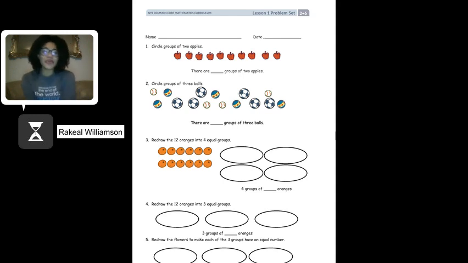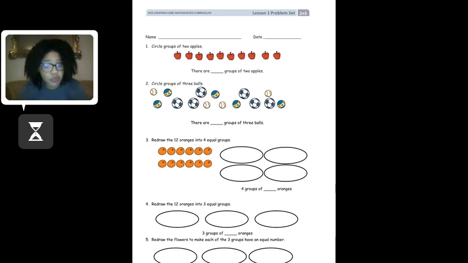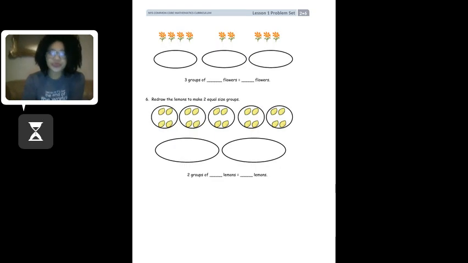All right, so now we're going to work on number 5. Number 5 tells us, redraw the flowers to make each of the 3 groups have an equal number. So we're going to look on the next page, and we have 1, 2, 3, 4 in the first group, 1, 2 in the second group, and 1, 2, 3 flowers in the third group. So right now, I think I'm going to make those flowers represent my pennies. So for my first group, I have 1, 2, 3, 4 flowers, or 4 pennies.